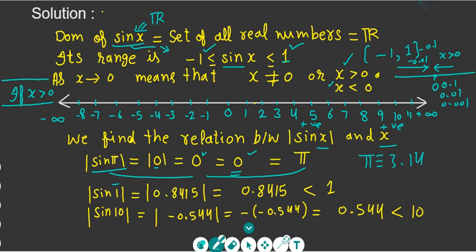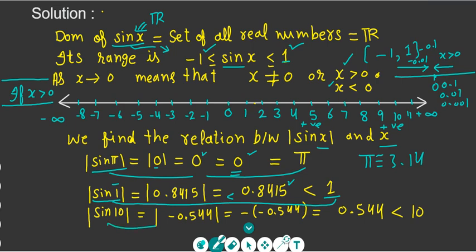Sine 1 is equal to 0.8415. We take its absolute value, which is 0.8415. In this case, our sine 1 is less than 1. So we take sine 10. In this case, we get -0.544, and its absolute value 0.544 is also less than 10.